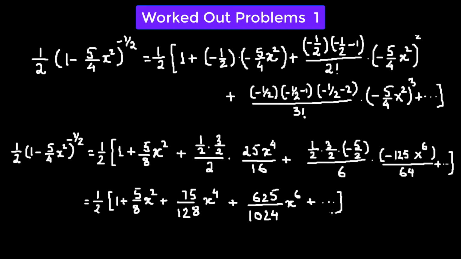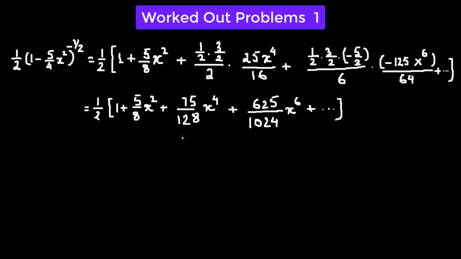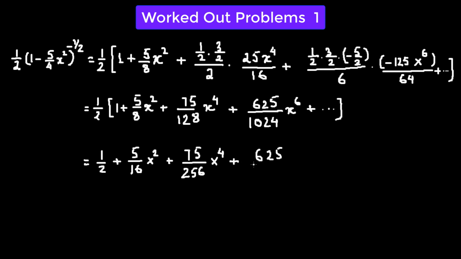Now we're going to multiply half to each of the terms, and that should give us half plus 5 over 16 x squared plus 75 over 256 times x raised to the power 4 plus 625 divided by 2048 times x raised to the power of 6 plus and so on. So we have the first four terms, and that was what was asked.